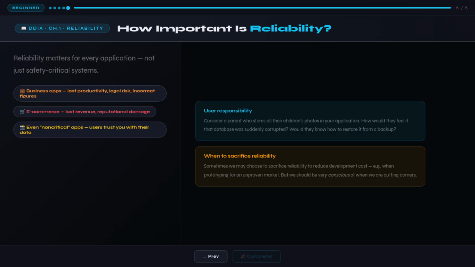You might think reliability is only a critical concern for systems where lives are literally at stake: nuclear power plants, air traffic control systems, medical devices. Those systems absolutely need to be reliable, and they invest heavily in it. But reliability matters everywhere there's data that real people care about.